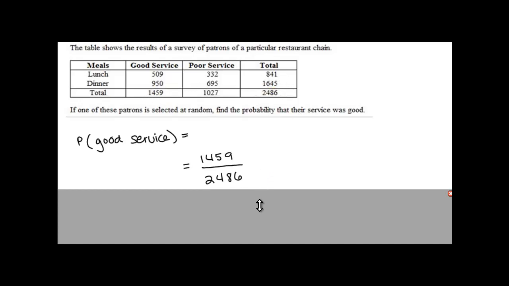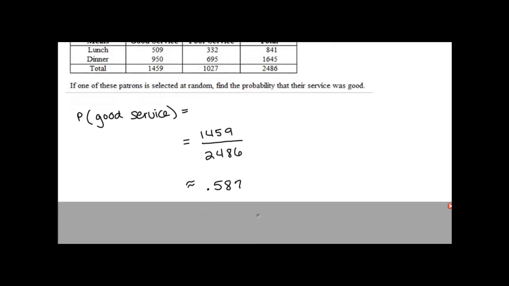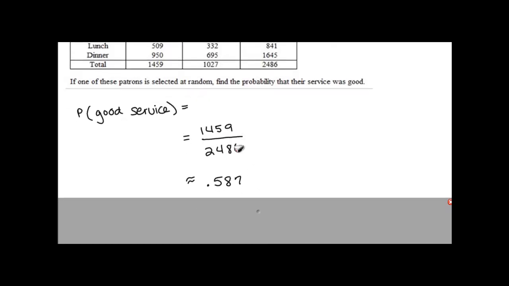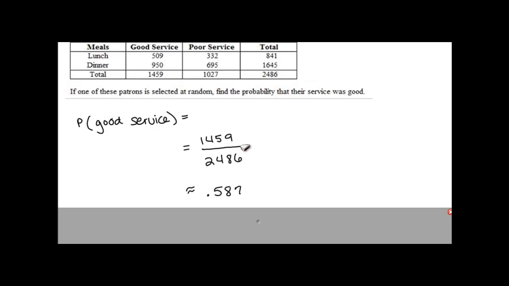But now let's look at, what if we put a condition on that, or have a given? And actually, before I move on, that was the fraction form. It was the simplest fraction form. There's no common factor between the numerator and the denominator. And then you could have also represented that as a decimal. I've rounded that to 3 decimal places, so approximately 0.587 would be the probability that their service was good.